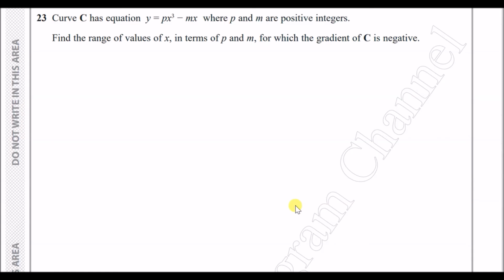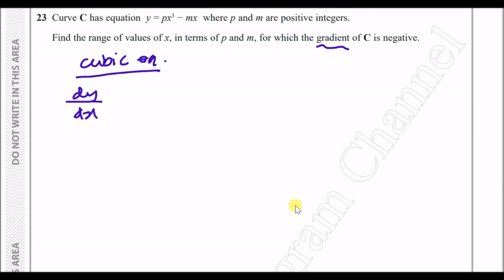23. Now curve C has equation y equals px cubed minus mx. So this is a cubic equation because you've got x cubed, where p and m are positive integers. Find the range of values of x in terms of p and m for which the gradient of C is negative. Okay, so when you're dealing with gradient and you've got something cubic or quadratic, they're simply telling you to use differentiation. So find dy over dx, which is pretty much known as the gradient equation. That's basically what they want you to do.